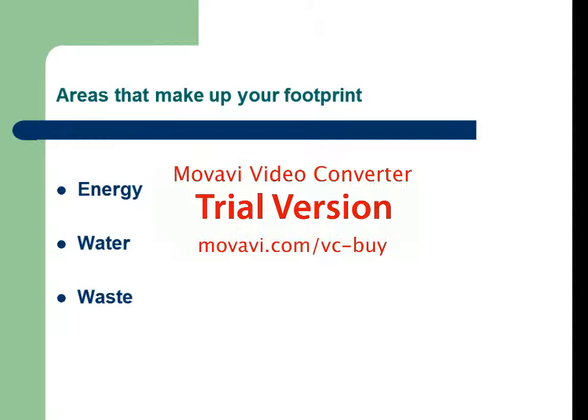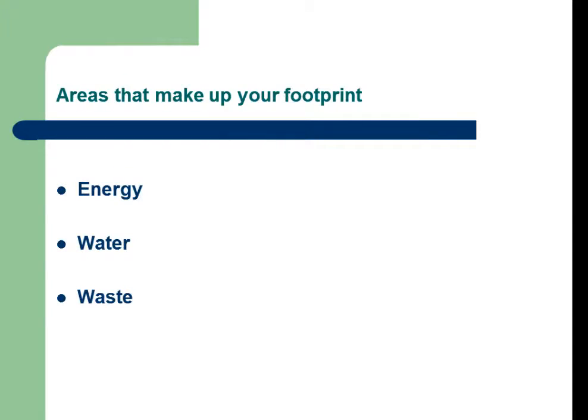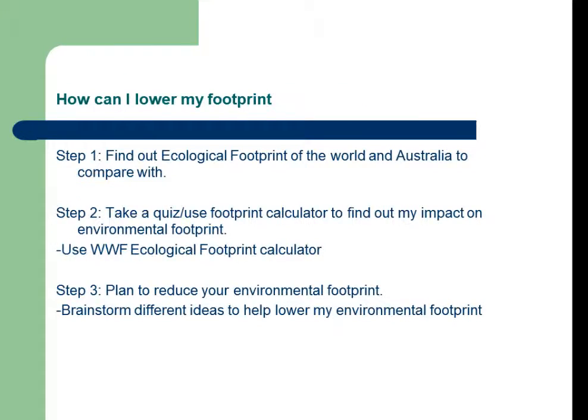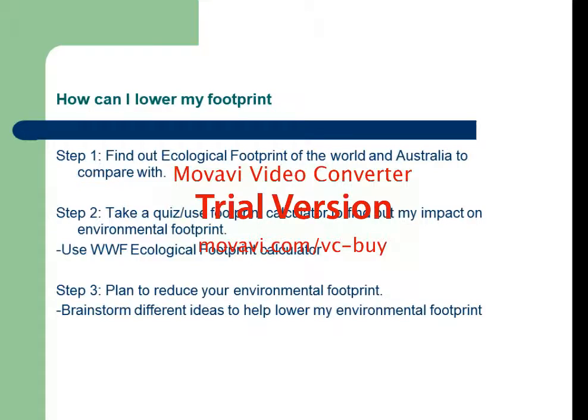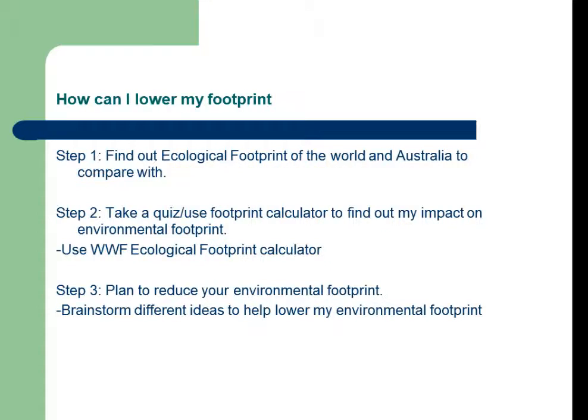Areas that make up footprint: energy, water, waste. How can we reduce the footprint? Step 1. Find out ecological footprint of the world and Australia to compare with. Step 2. Take a quiz. Use footprint calculator to find out my impact on the environmental footprint. Step 3. Plan to reduce environmental footprint.